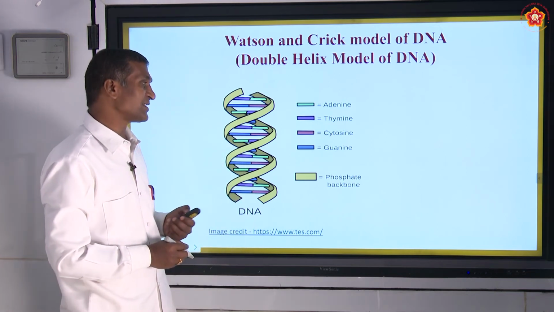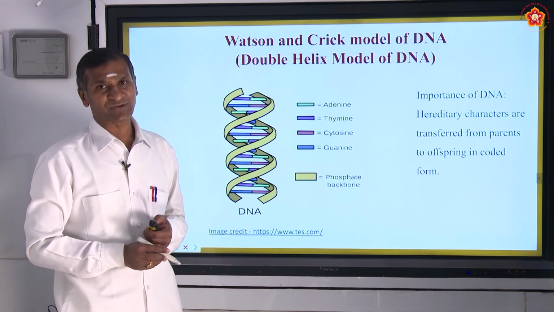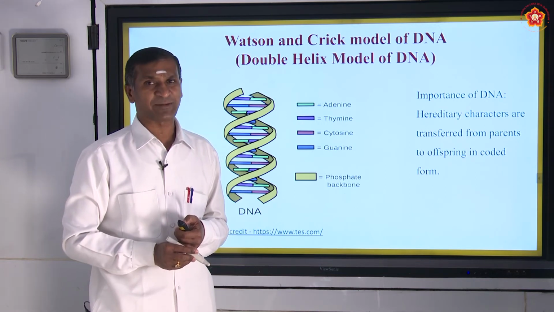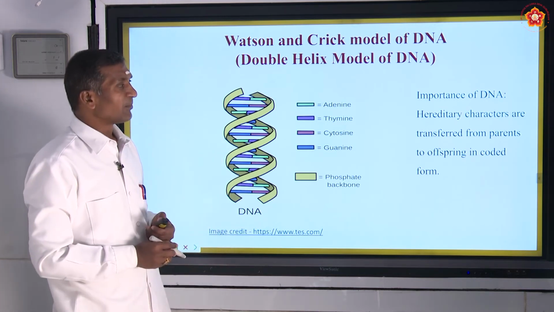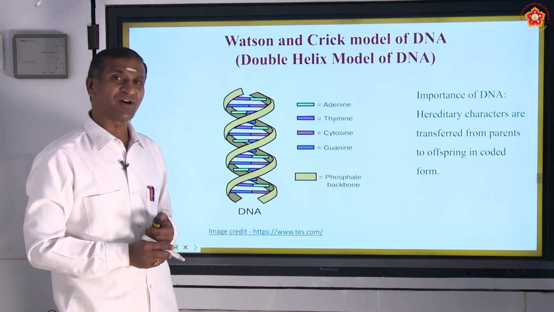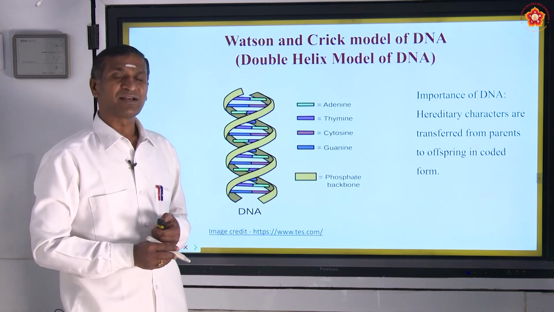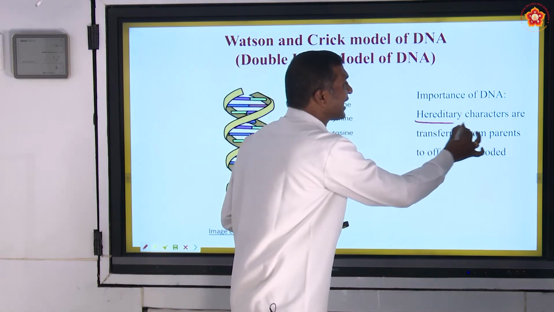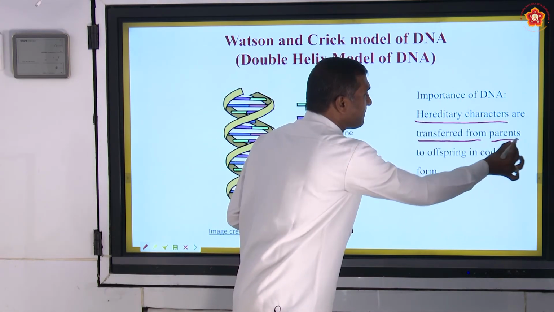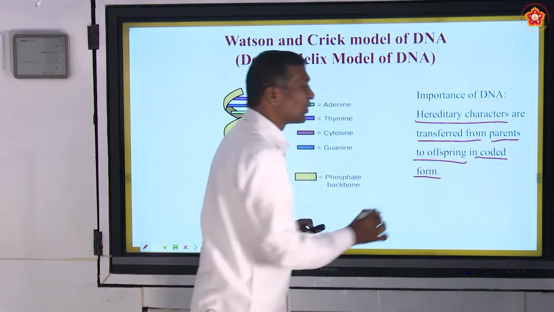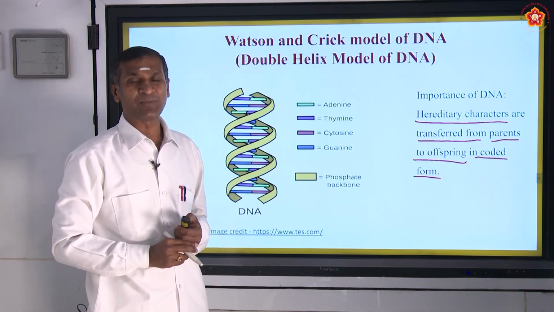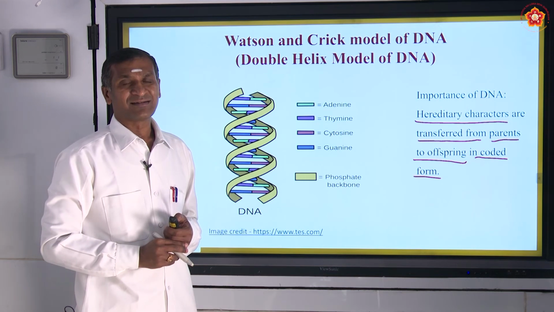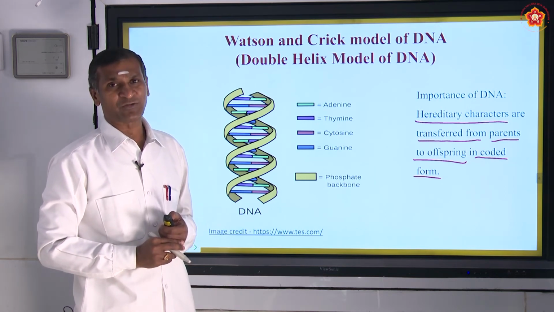What is the function of this DNA? The main importance of DNA, no doubt, is that it is a blueprint for various life activities to take place. More than that, to our extent, for the chapter related, the role of DNA is that hereditary characters are transferred from parents to offsprings in coded form. It is the main function of DNA.